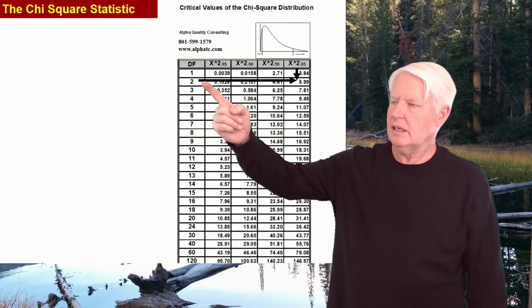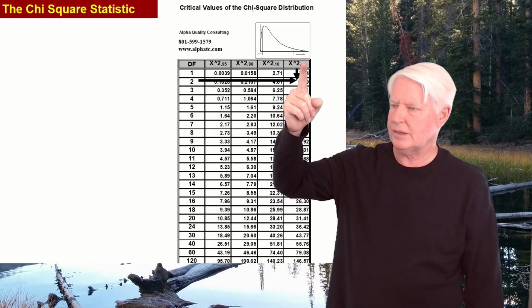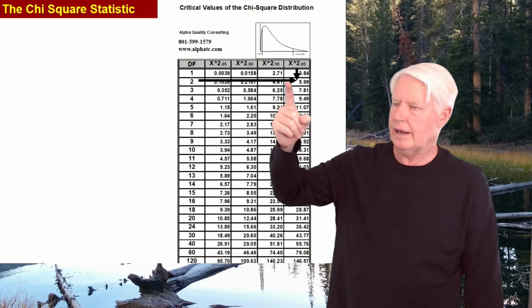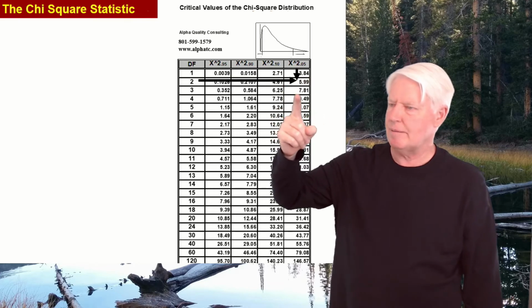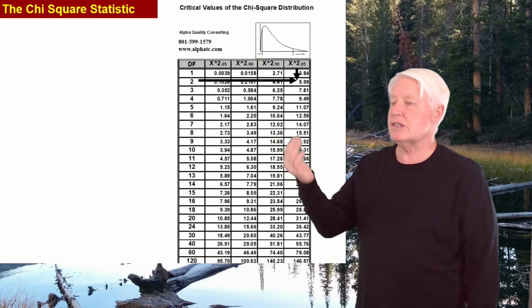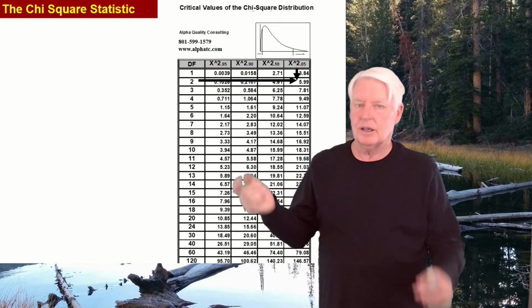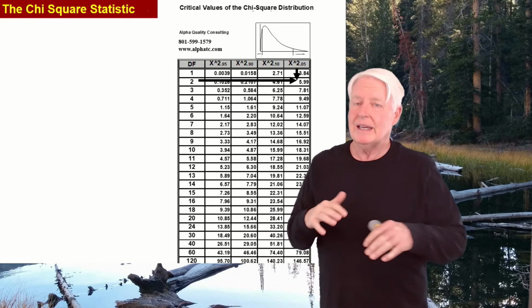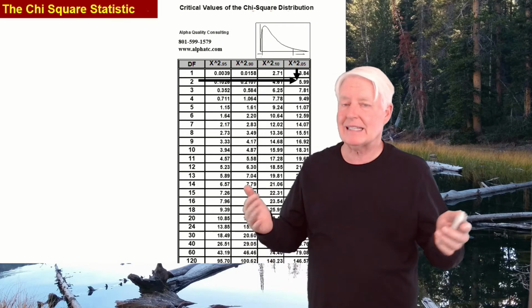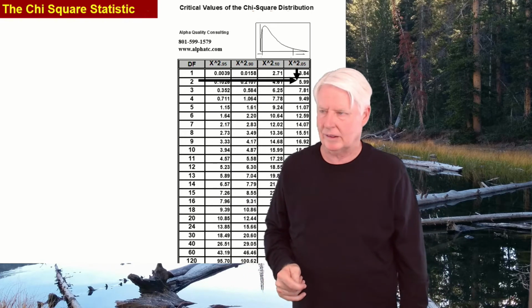Here it is, degrees of freedom of 2. Remember, we go over to the 5% column. There it is. And we had a critical statistic of 5.99. Now this is our critical statistic. Then we're going to calculate a statistic. We're going to compare the two and decide if there's a statistically significant difference between these inspectors.